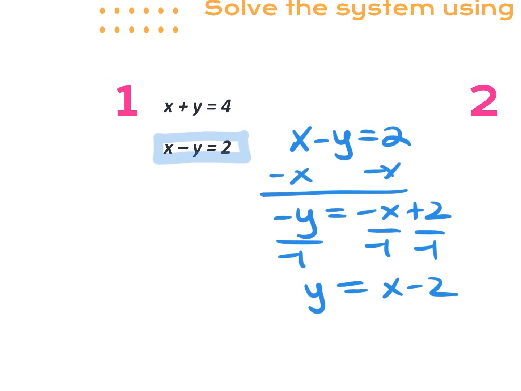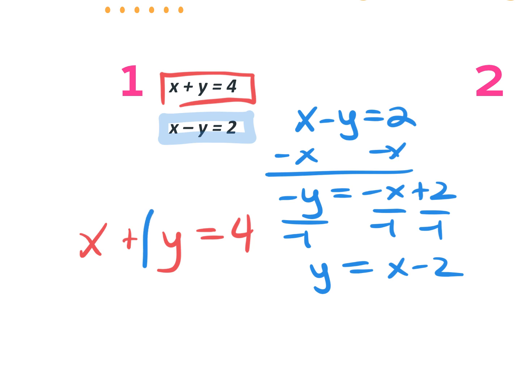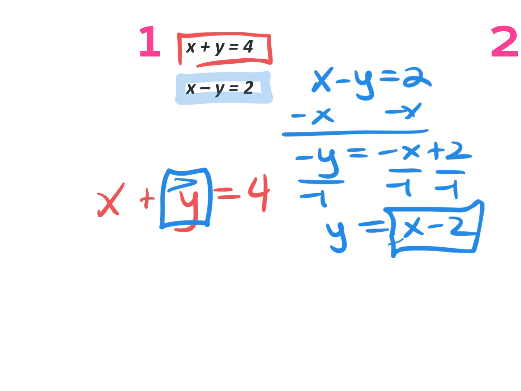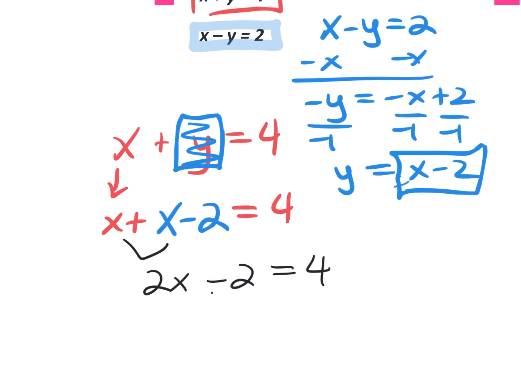But instead, what I'm going to do is now I can't take the equation that I just rearranged. I now need to take the other one. So the x plus y equals 4. And now what I'm going to do is I'm going to take out this y and I'm going to put what y equals. So I'm going to erase this and then I put x minus 2 and then I'm going to rewrite the rest of the problem. And now I combine like terms. 1x plus 1x is 2x minus 2 equals 4. Add 2.